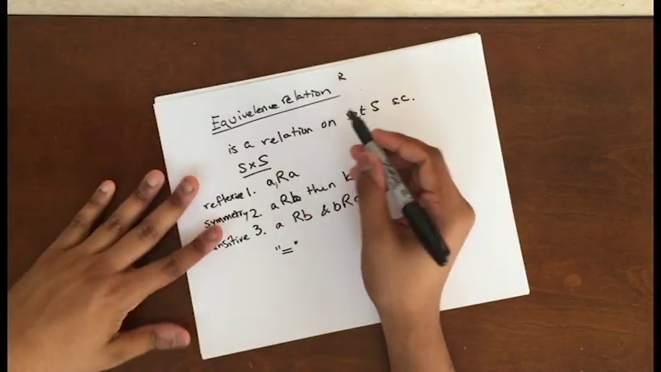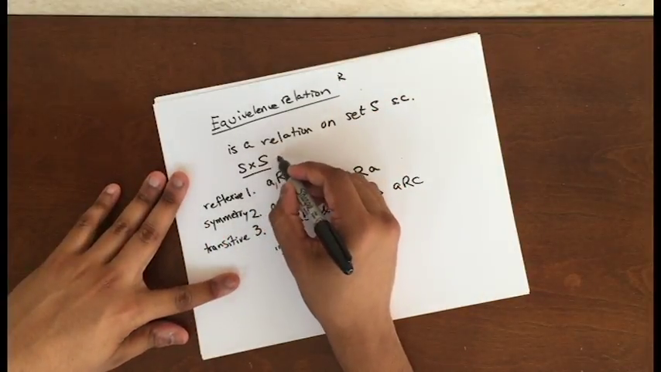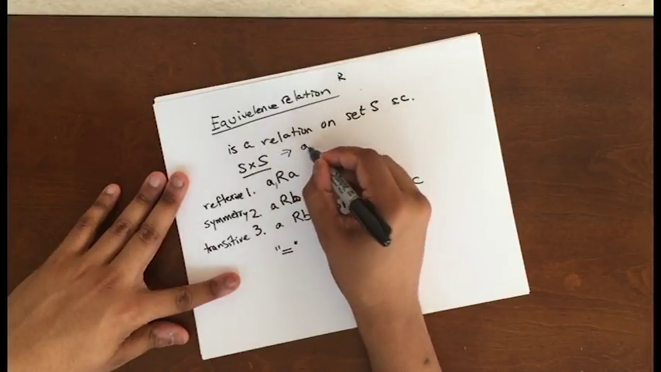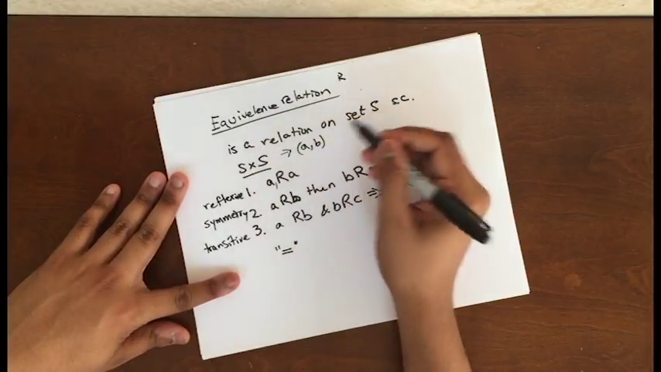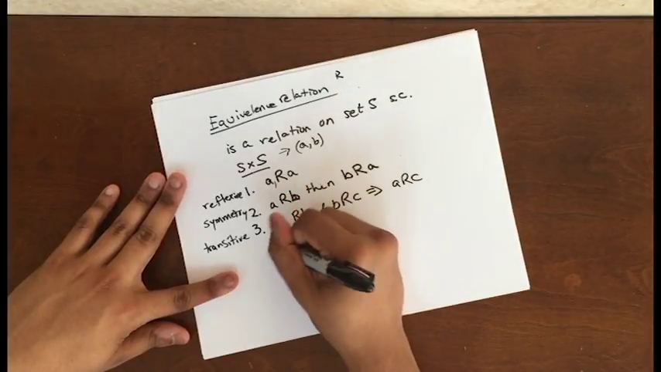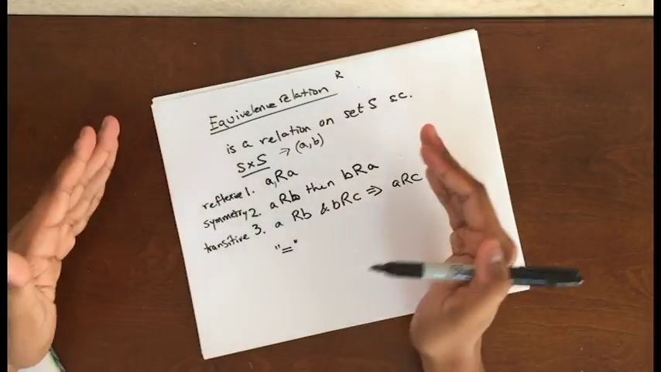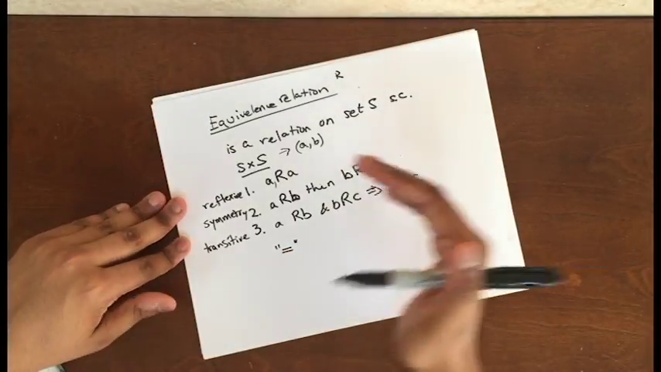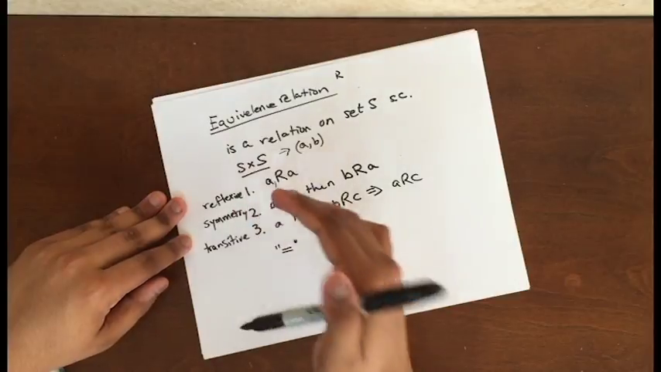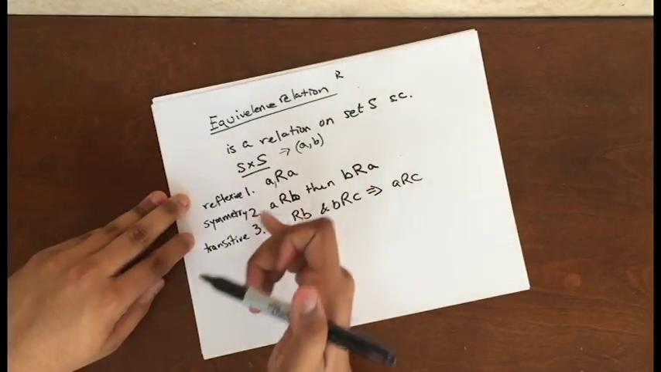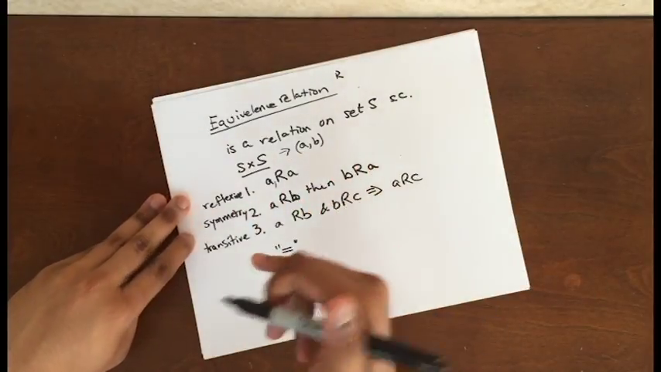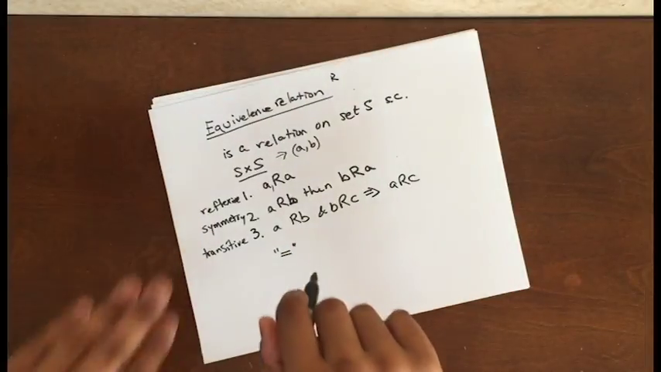It's a relationship that is applied on such a set which contains ordered pairs (a, b), right? And this equal sign conditions these ordered pairs in such a way that a equals a. If a equals b, then b equals a. And if a equals b, b equals c, then a equals c. So that's kind of what a relation is. And that's going to be very important going forward.